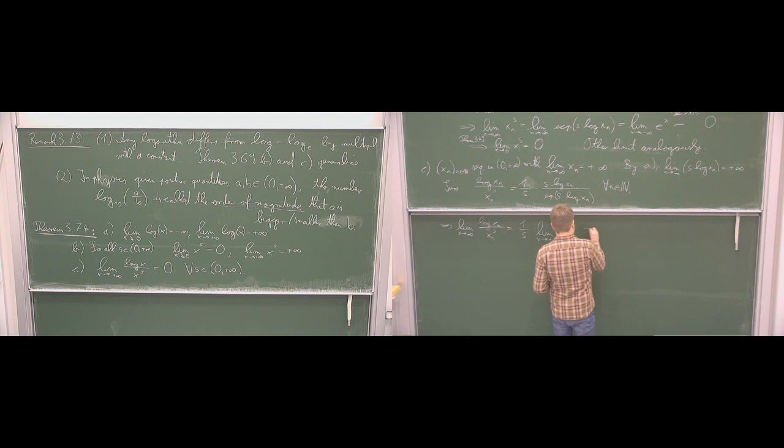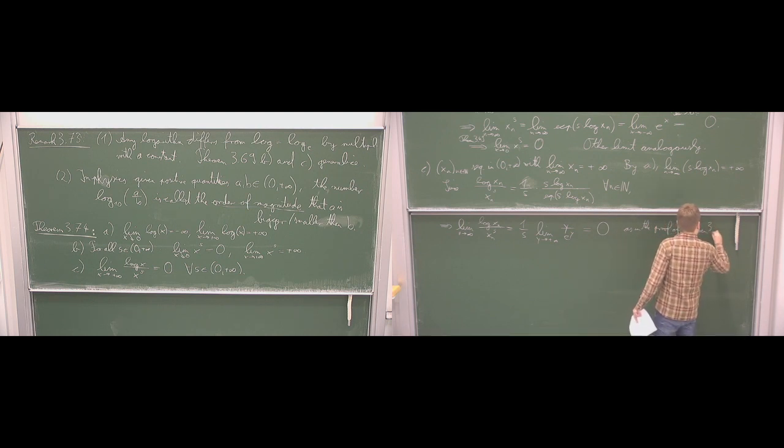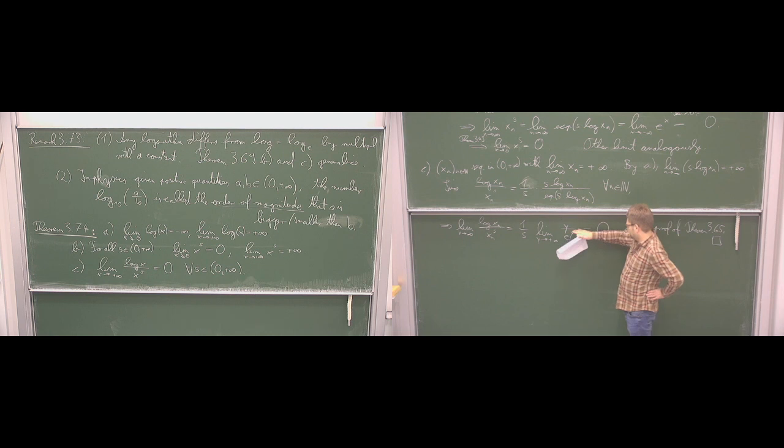But we've seen that the other limit, the reciprocal, e to the y divided by y, goes to infinity. So e to the y grows faster to infinity than every power. This is a special case, and we've also seen in the proof of theorem 365 that this is the reciprocal of some function diverging to plus infinity, and the same as for sequences, the reciprocals will always converge to zero. So if a sequence goes to plus infinity, 1 over the sequence goes to zero, and this is what we get here.